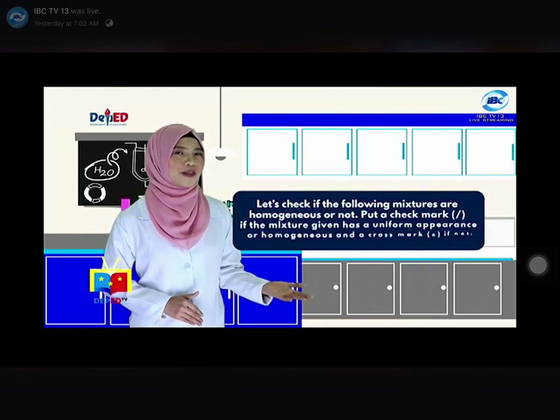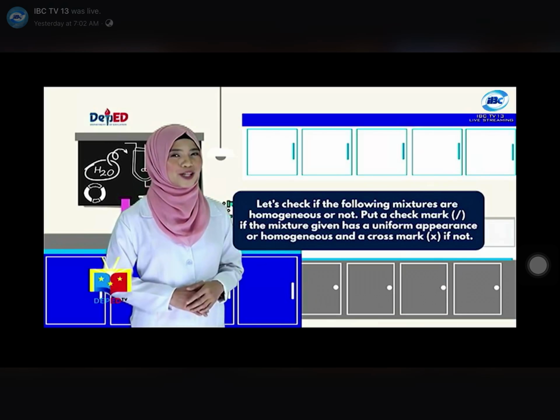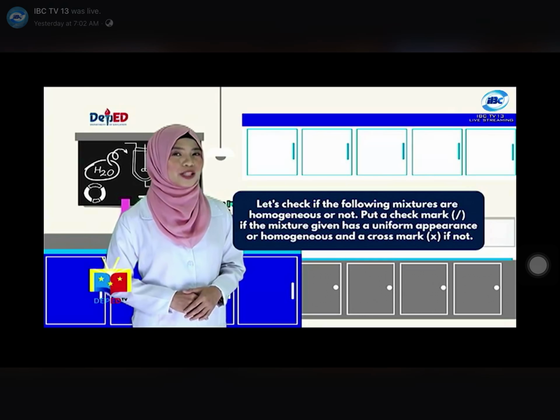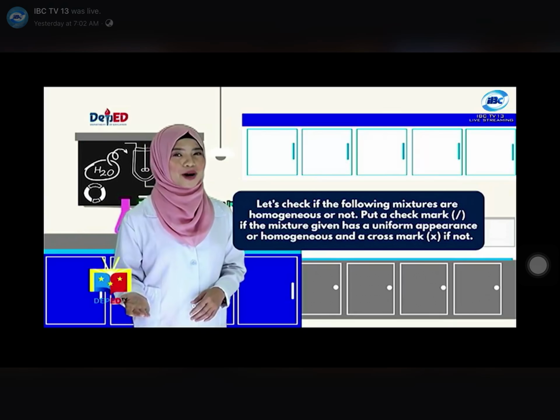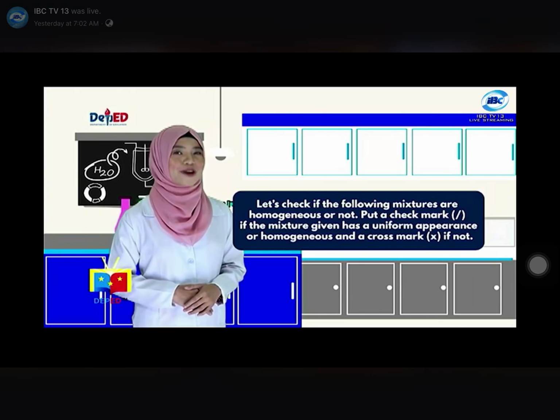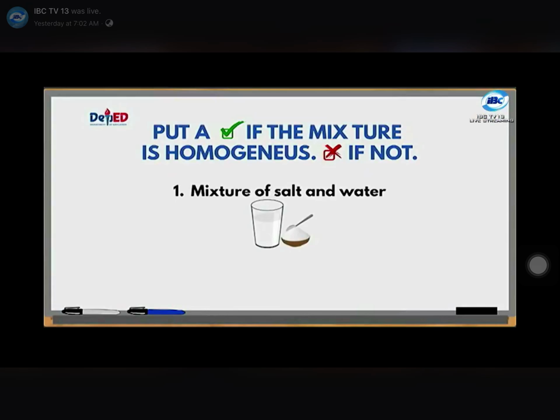Let's check if the following mixtures are homogeneous or not. Put a check mark if the mixture given has a uniform appearance or homogeneous, and a cross mark if it is not. Write your answers on your paper. Number 1. Mixture of salt and water.